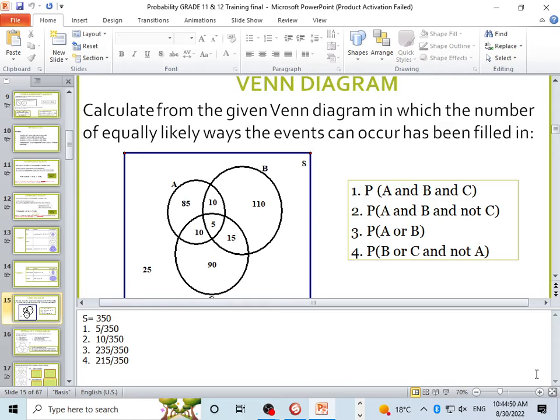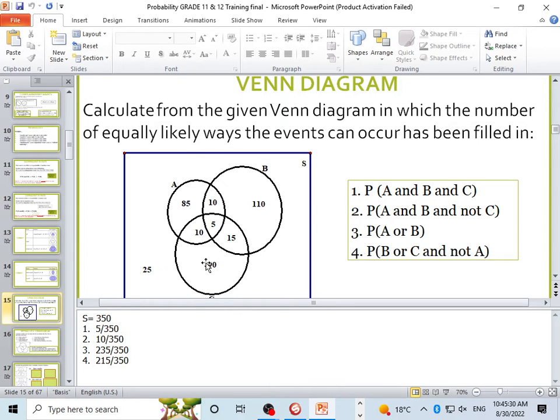Okay. What is the probability of getting A and B and C? Probability of A and B and C. So you have maths, you have accounting, and you have life sciences. 5. Okay. 5 out of the total number of people. Okay, so always remember that a probability must be a fraction. So we don't have the total here, but I will tell you it's 350. So it's going to be 5 over 350.